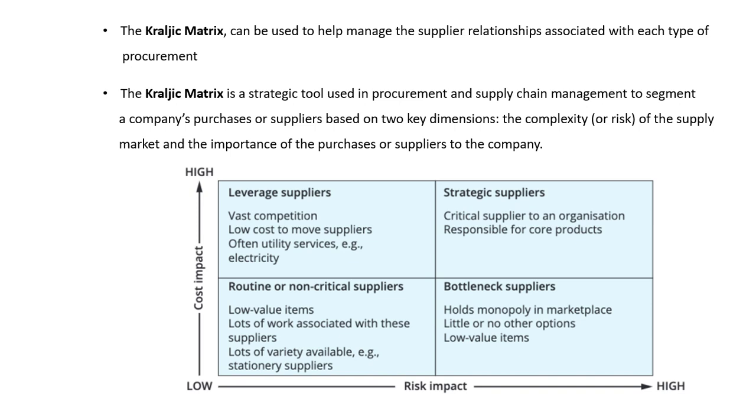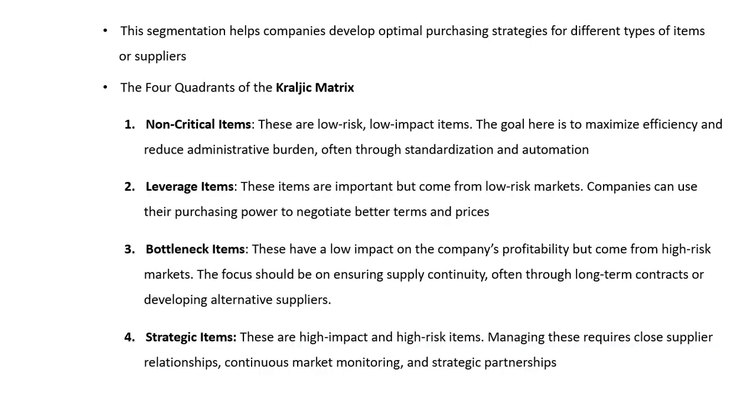The Kraljic matrix can be used to help manage the supplier relationships associated with each type of procurement. The Kraljic matrix is a strategic tool used in procurement and supply chain management to segment a company's purchases or suppliers based on two key dimensions: the complexity or risk of the supply market and the importance of the purchases or suppliers to the company. This segmentation helps companies develop optimal purchasing strategies for different types of items or suppliers.